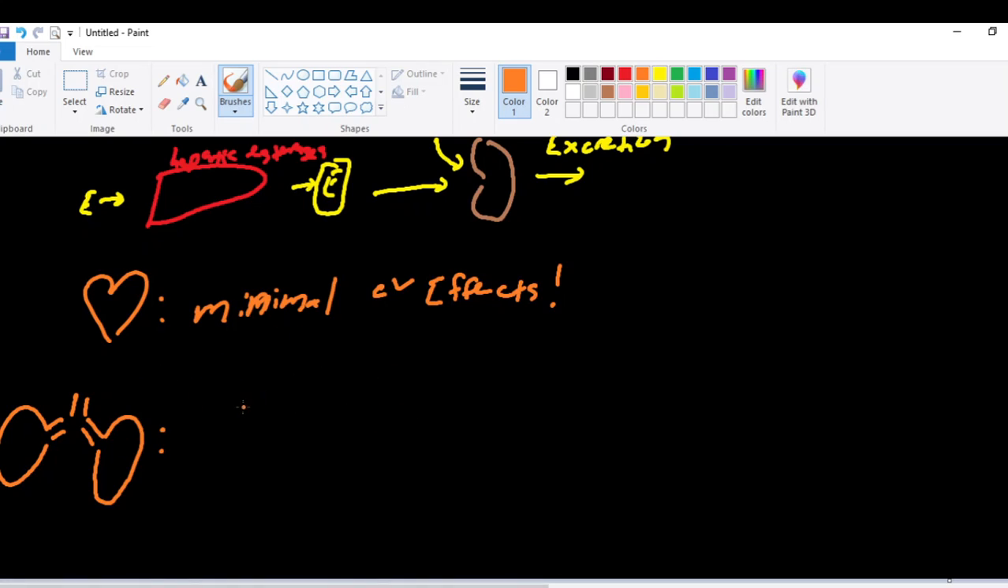And similar to its cardiovascular effects, etomidate impacts the respiratory system to a lesser degree than propofol does. Whereas propofol caused apnea, etomidate doesn't do that as much. So it has a decreased respiratory effect than other anesthetics.